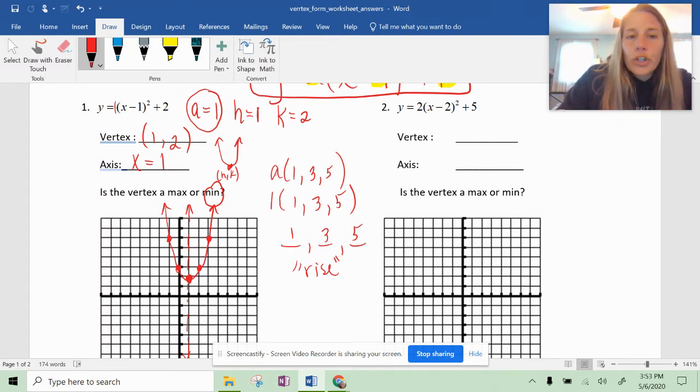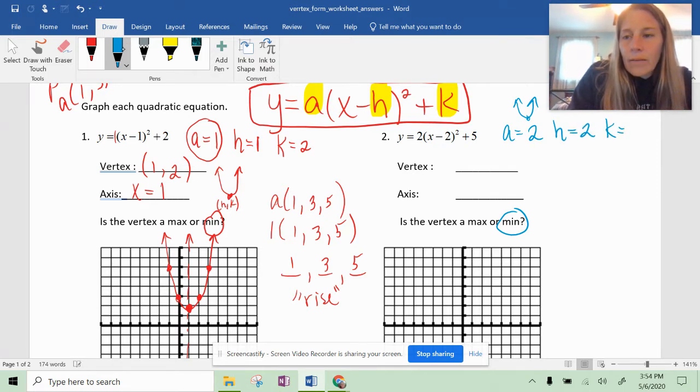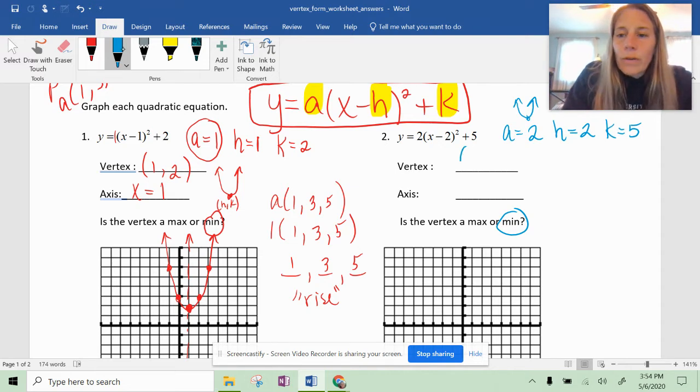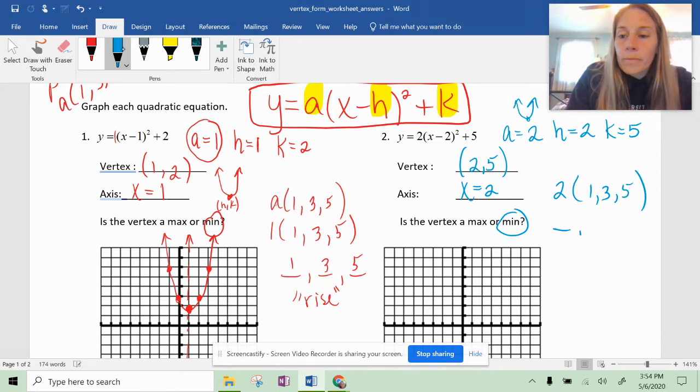So let's take a look at number 2. My a value this time is positive 2, so it's going to open up, making my vertex a minimum again. My h value is going to be positive 2, and my k value will be positive 5. So my vertex is (2, 5). My axis of symmetry is x equals 2. Remember, guys, it's not just regular old 2. That would mean nothing. It has to be x equals 2. And then I'm going to do 2 times 1, 3, 5 to get that graphing pattern, which is going to give me 2, 6, and 10.